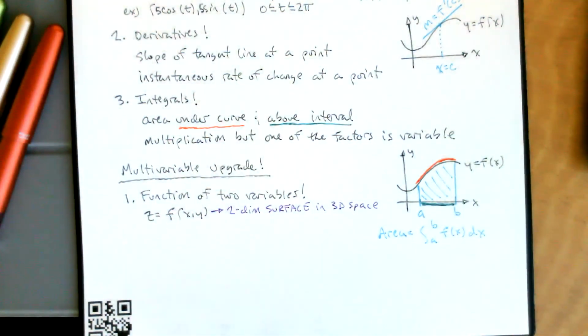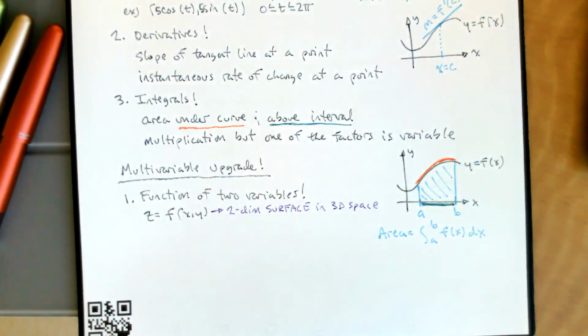Imagine a two-dimensional surface in three-dimensional space. We've got to think about what derivatives are going to look like in this environment. Now, instead of just having a one-dimensional curve in two-dimensional space, I've got a two-dimensional surface in three-dimensional space. What does it mean when we talk about the direction? What is the slope of the tangent line going to be now?